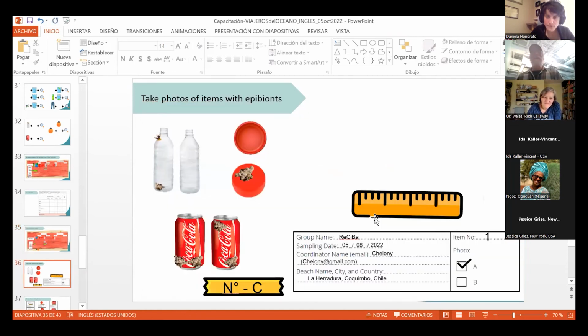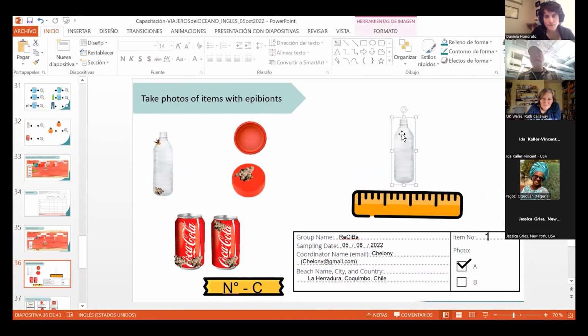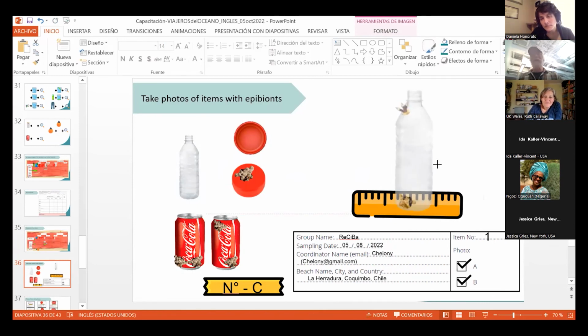So now we need to take the detailed pictures. Remember the first picture: we take the picture of the side that does have the epibionts, and we need to make sure that the ruler is always in the picture. Then we turn the bottle over and mark the tick box down there, marking that this is picture B of the first object, and then we take a close-up of the epibionts, right?